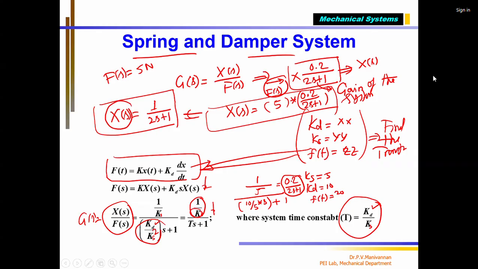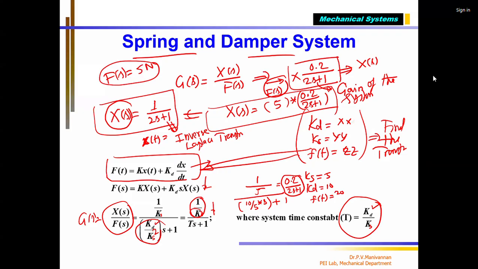You can convert it into the time domain and you will get X of t, small x of t, when you take the inverse Laplace transform. If you do the inverse Laplace transform, you will get the output of the spring and damper system when you apply an input force of 5 Newton.